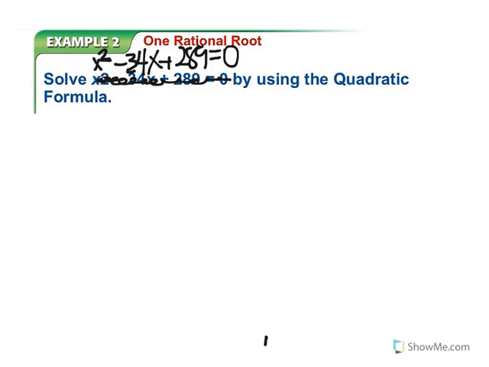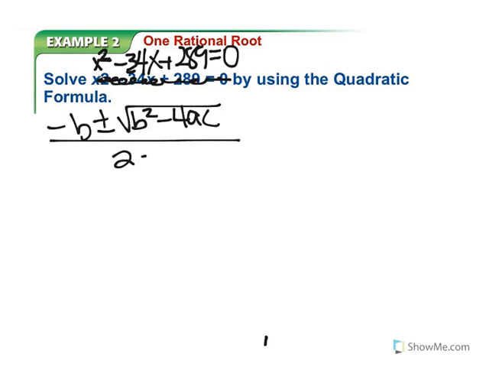Example 2, it says solve x squared minus 34x plus 289 equals 0 by using the quadratic formula. So we know that the quadratic formula is negative b plus or minus the square root of b squared minus 4ac divided by 2a. We have to first identify what a is. A is equal to 1 because there's a 1 in front of our x squared.